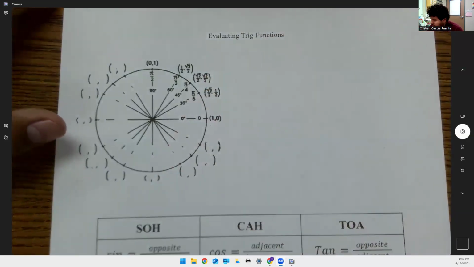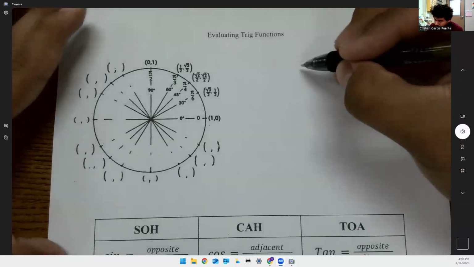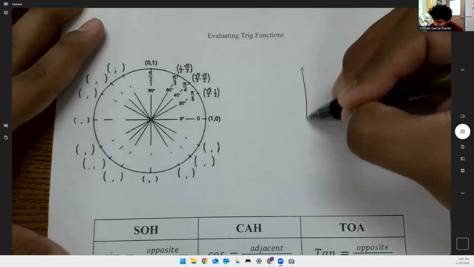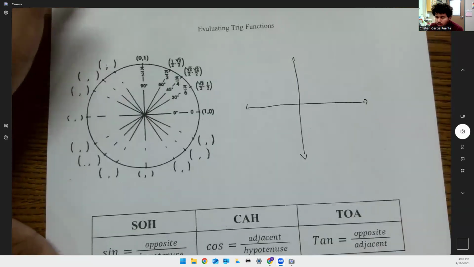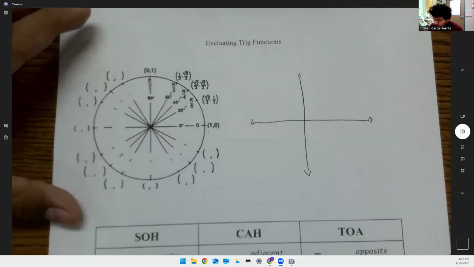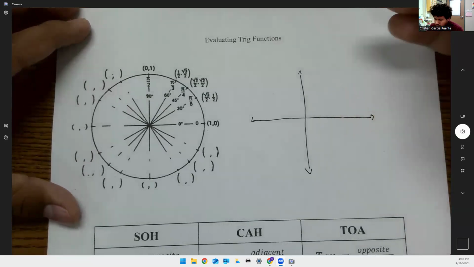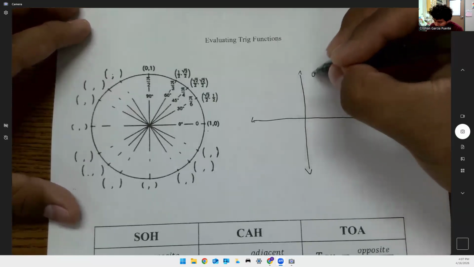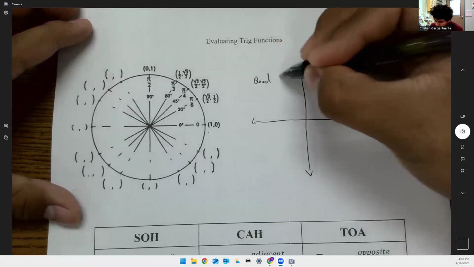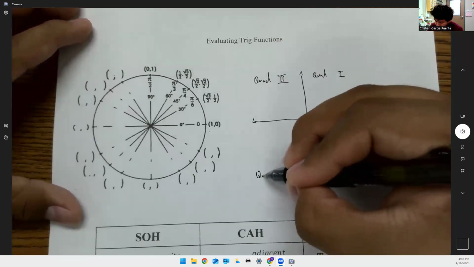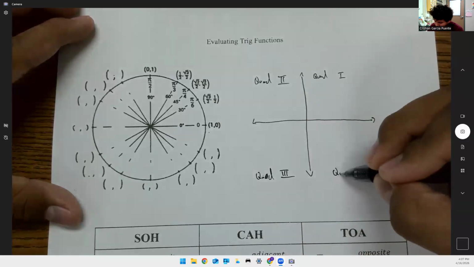Last video we were talking about reference angles, and that's going to be helpful for today. But first, before we move on, just remember this is quad one, your top right quadrant. Top left quadrant is quad two. Bottom left quadrant is quad three, and the bottom right quadrant is quad four.